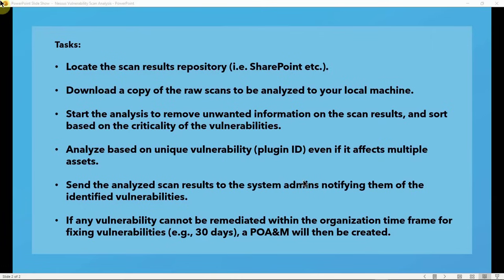If any vulnerability cannot be remediated within the organization's time frame for fixing vulnerabilities, typically about 30 days, and the system admins come to you as a security analyst or the ISO and inform you that, hey, this vulnerability cannot be fixed within the allotted time of 30 days, so we might need a bit more time, then a POA&M will be created to track this. But if they can fix it within the 30 days, typically you are not required to create a POA&M for this.